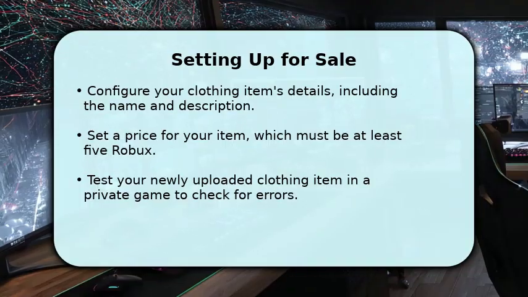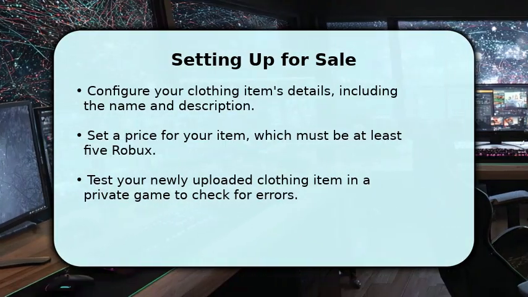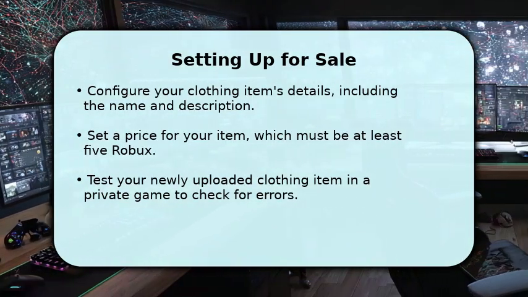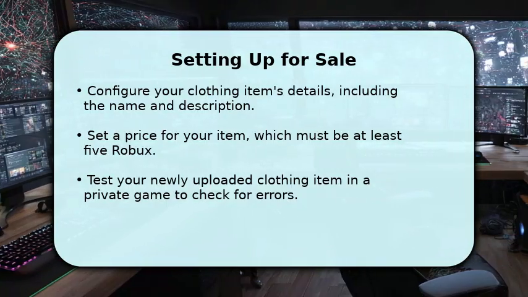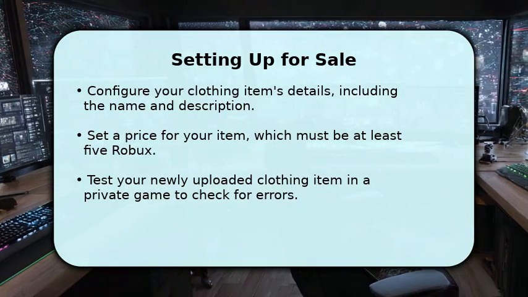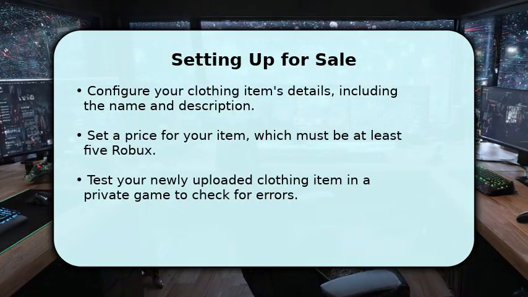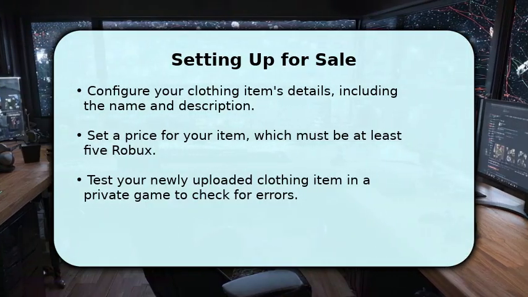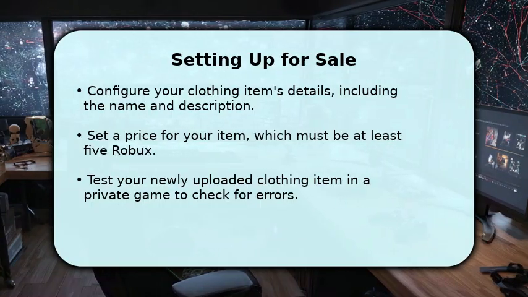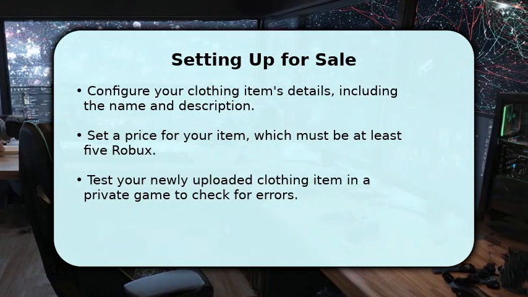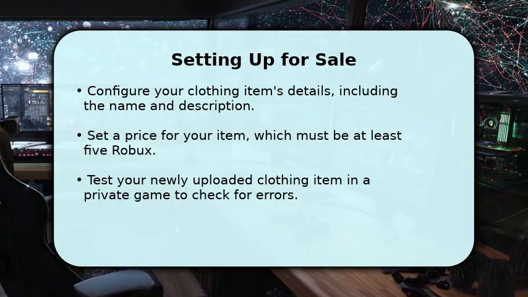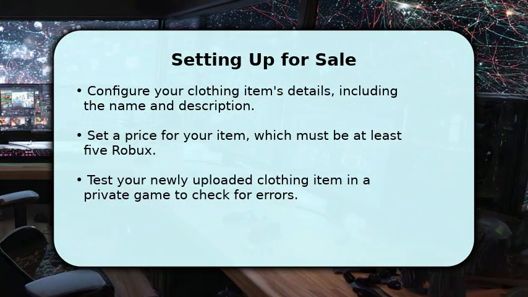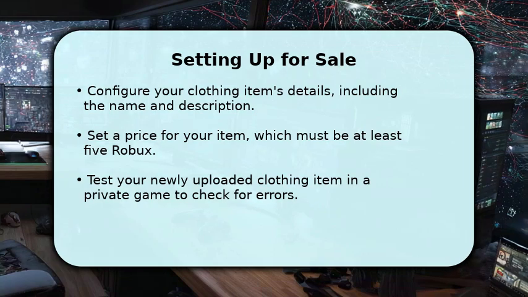After uploading your design, you can set it up for other players to purchase. Provide a clear and engaging name for your clothing item, along with a detailed description that highlights its unique features. Then, set a price for your item, keeping in mind that the minimum selling price is 5 Robux. It is always a good idea to test your new clothing in a private Roblox game afterwards, checking for any visual glitches or alignment issues before making it public.